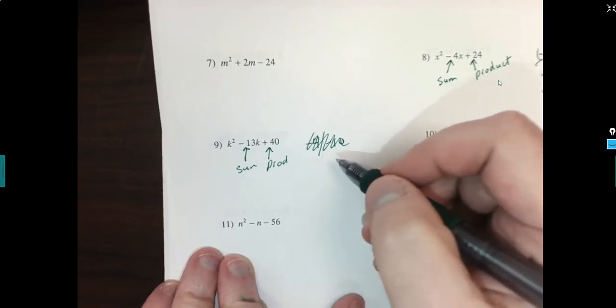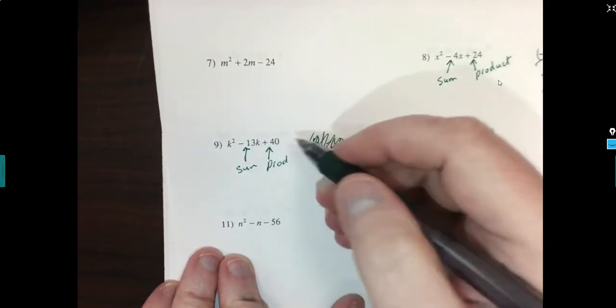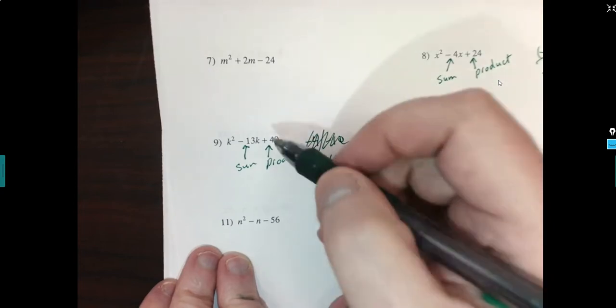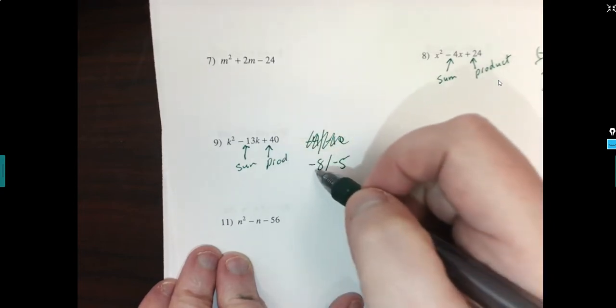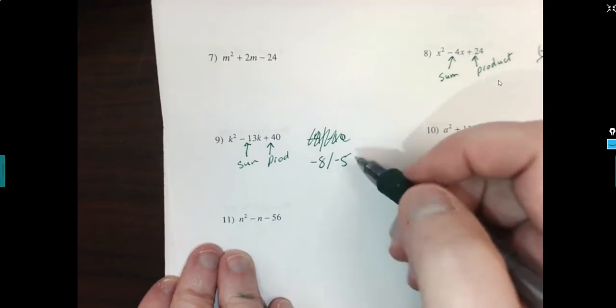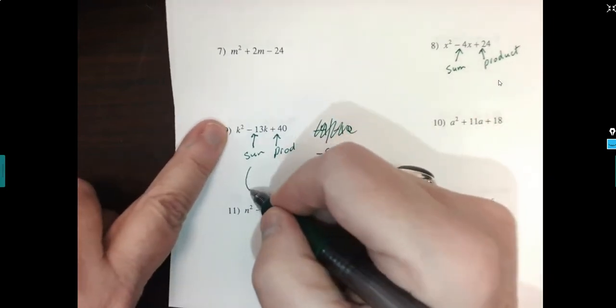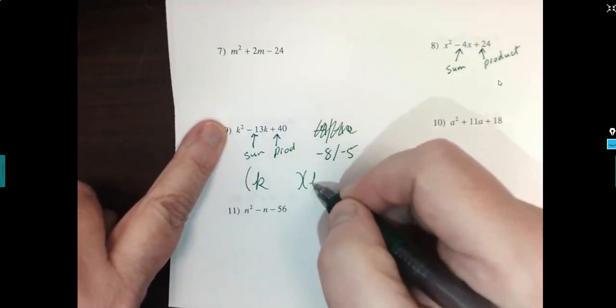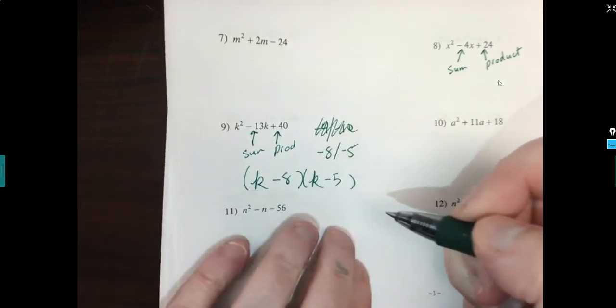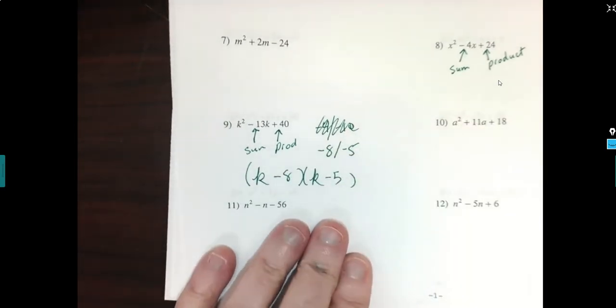Well, what about 8 and 5? So for this to work, negative 8 and negative 5. If I multiply those together, I get positive 40. If I add negative 8 and negative 5, I get negative 13. I've found the two numbers that work. My variable is k here. And so that is how I will factor that one.